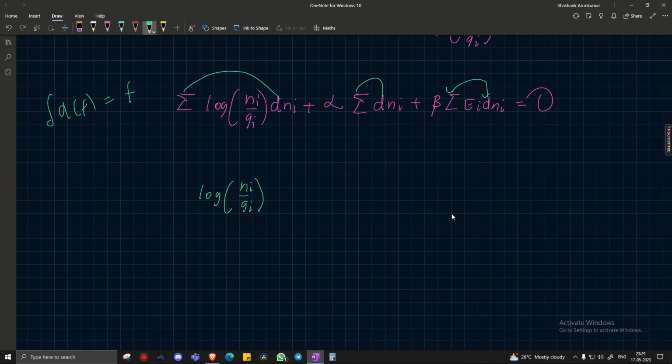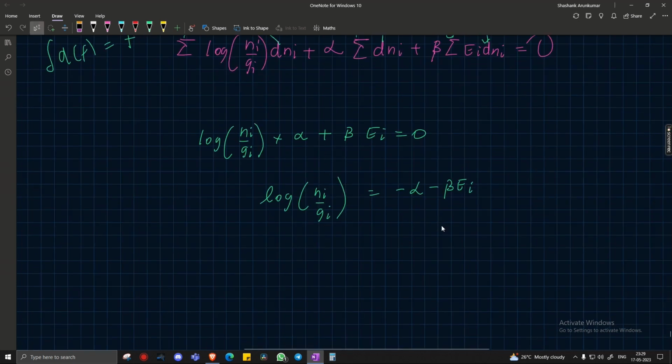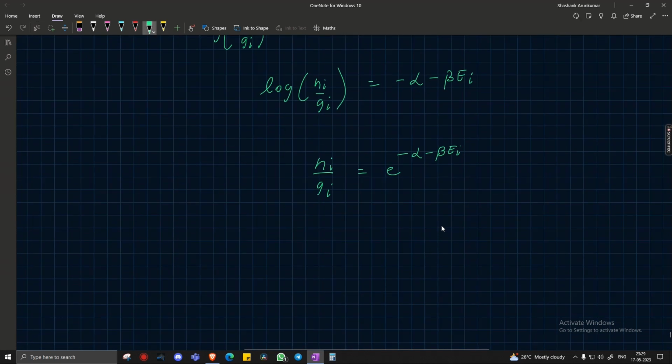So log ni by gi plus alpha plus beta ei will be equal to 0. From here you just do basic maths, rearrange terms, you'll get minus alpha minus beta ei. You just bring these two on the other side. Now I'm going to take exponent on both sides, anti-log on both sides. So I'll get e power minus alpha minus beta ei, and I'll take gi to the numerator. So ni is equal to gi e power minus alpha minus beta ei.